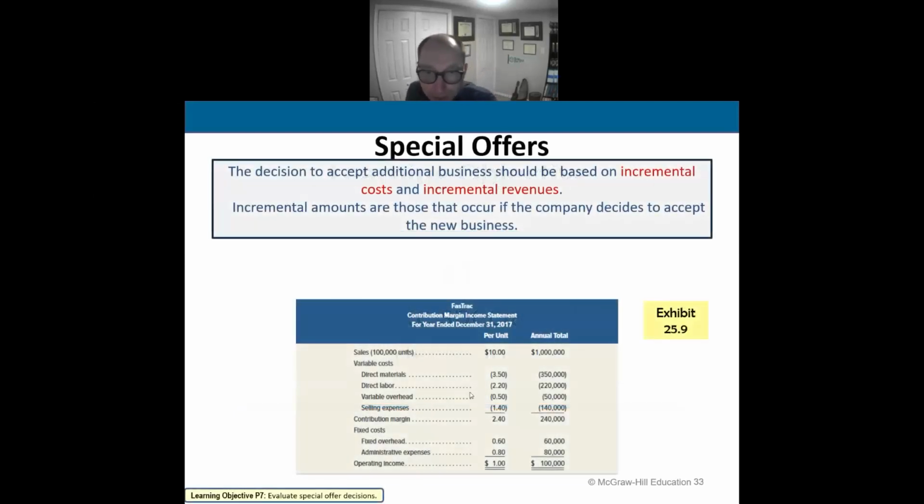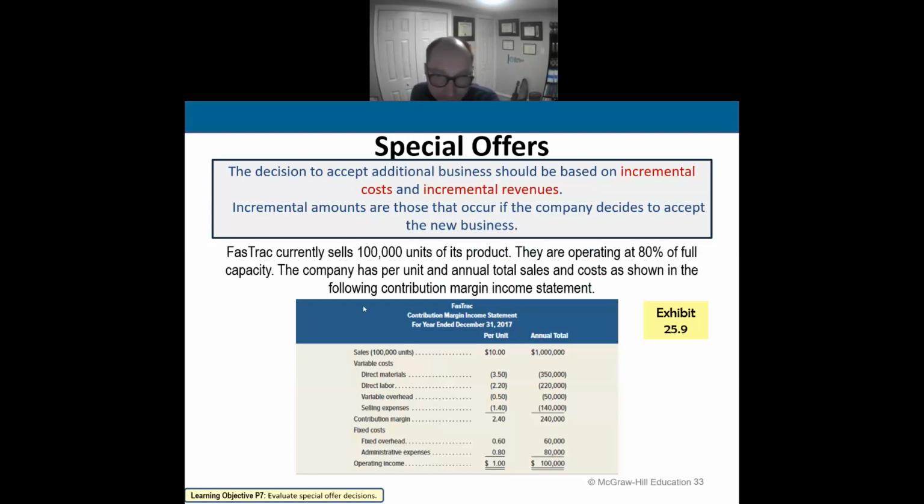A couple of special things to consider. Special offers. This is a decision to accept additional business based on incremental cost and incremental revenue. So let's say we have a customer that approaches us and says, hey, we are interested in working a deal with you on wiper blades. And so they give us some information. And if the incremental revenue is greater than the incremental cost, then we would probably accept that new business. And here's the example given.